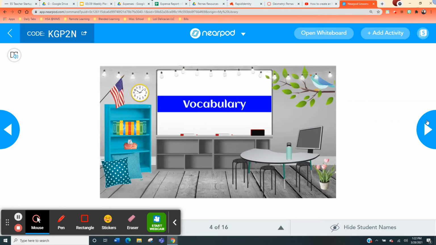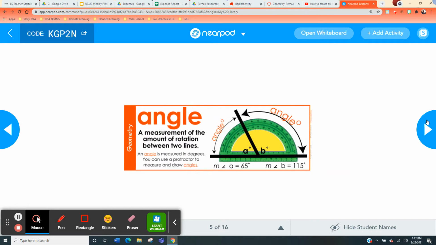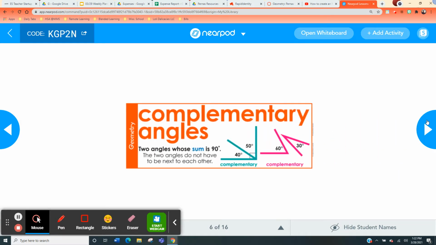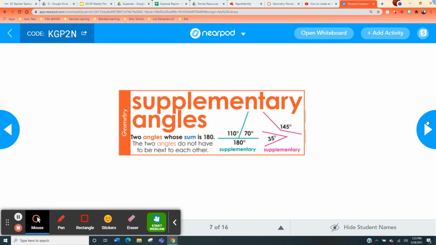So some vocabulary. Angle: a measure of the amount of rotation between two lines. An angle is measured in degrees. Complementary angle: two angles whose sum is 90. So a right angle would also be considered a complementary angle. Supplementary angle: two angles whose sum is 180. A straight angle would also be considered a supplementary angle.